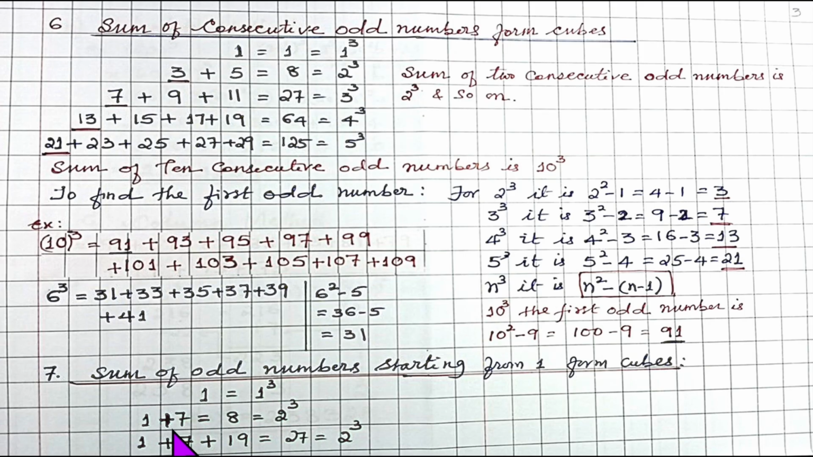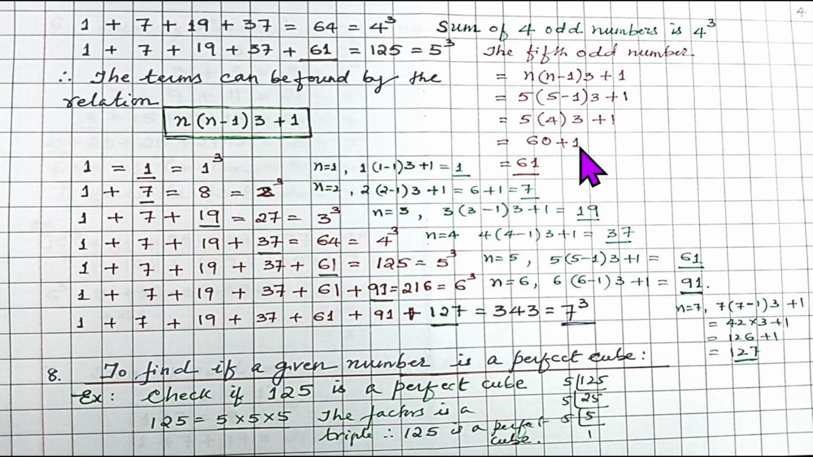So 1 is equal to 1 cube, 1 plus 7 is 8, which is 2 cube, and 1 plus 7 plus 19 is 27, which is 3 cube. That means here also, adding 1 odd number gives 1 cube, adding 2 odd numbers gives me 2 cube, and adding 3 odd numbers I get 3 cube. Now I add 4 odd numbers, I get 4 cube. I add 5 odd numbers, I get 5 cube. Now the question is how to find the next odd number. 1 is the starting odd number, but how to find 7, 19, 37 and 61.